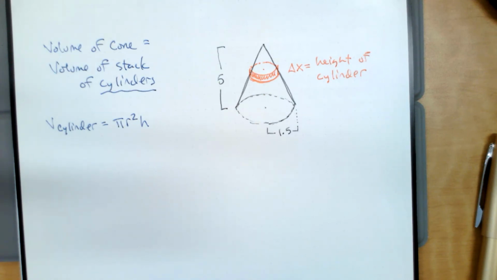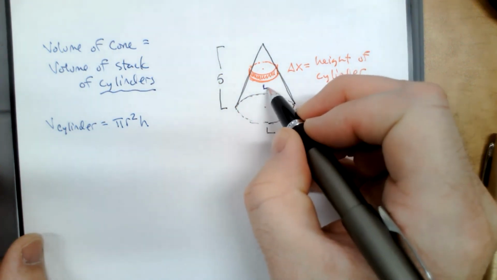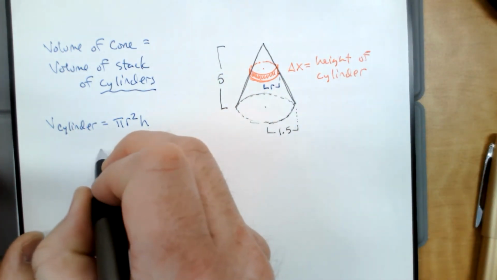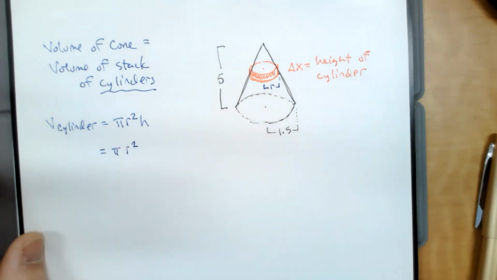So to make our volume of the stack of cylinders closer to the volume of a cone, we use thinner cylinders. And that's why the height of the cylinder is going to be delta x. That means we would need to write r in terms of x.